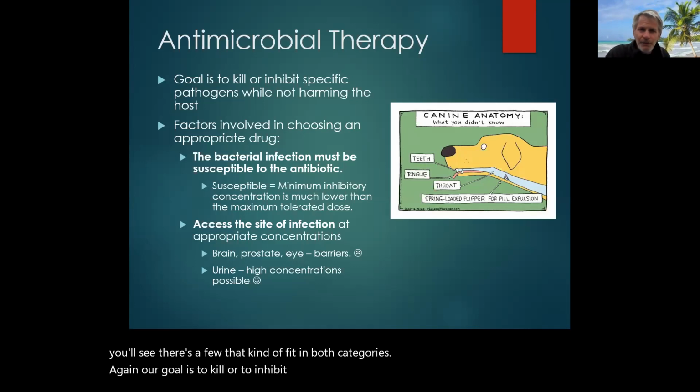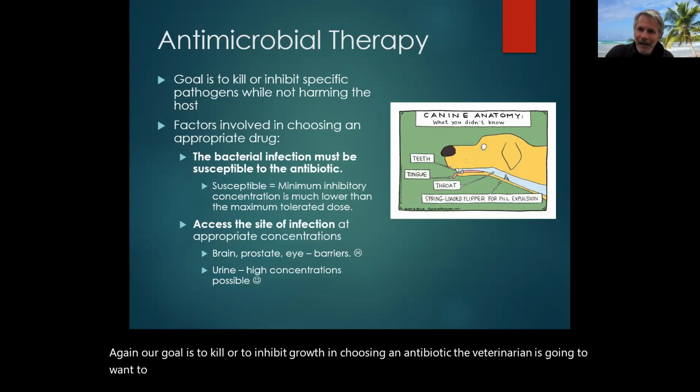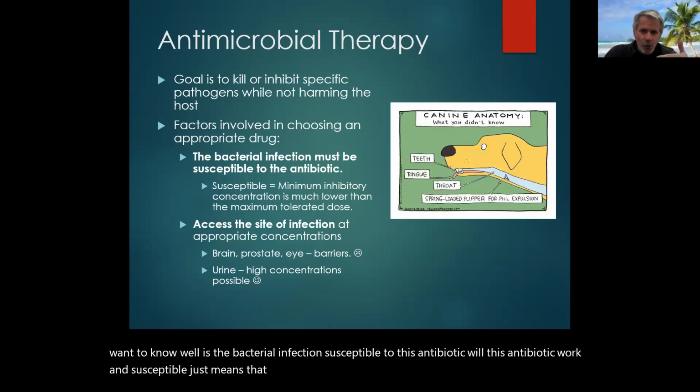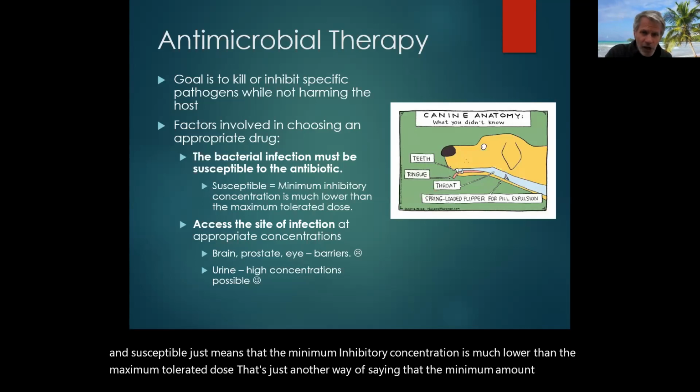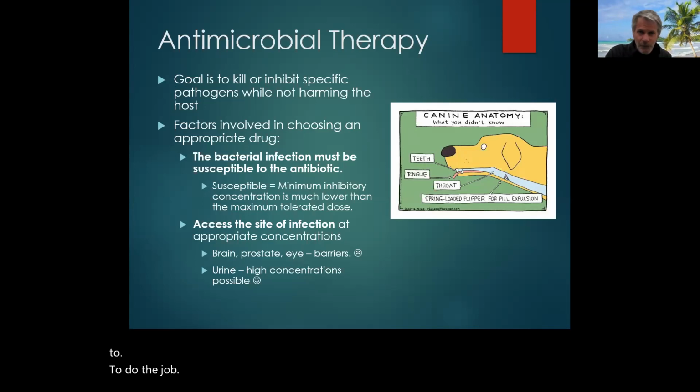In choosing an antibiotic, the veterinarian is going to want to know, is the bacterial infection susceptible to this antibiotic? Will this antibiotic work? And susceptible just means that the minimum inhibitory concentration is much lower than the maximum tolerated dose. That's just another way of saying that the minimum amount of drug to do the job is safe, right?